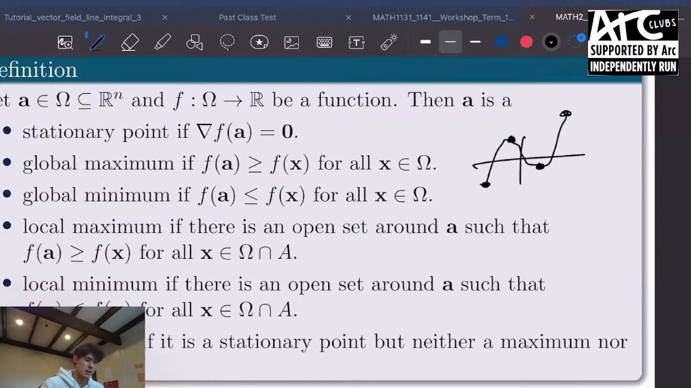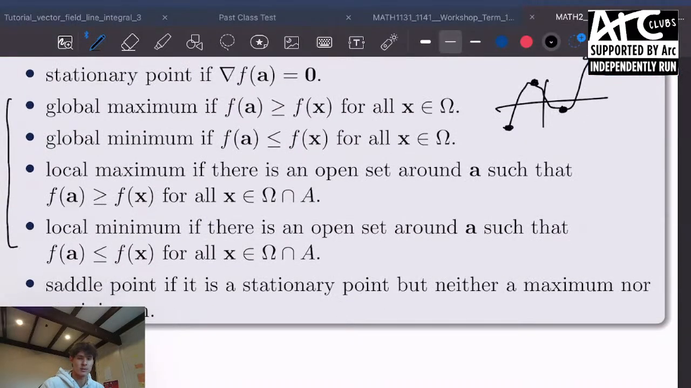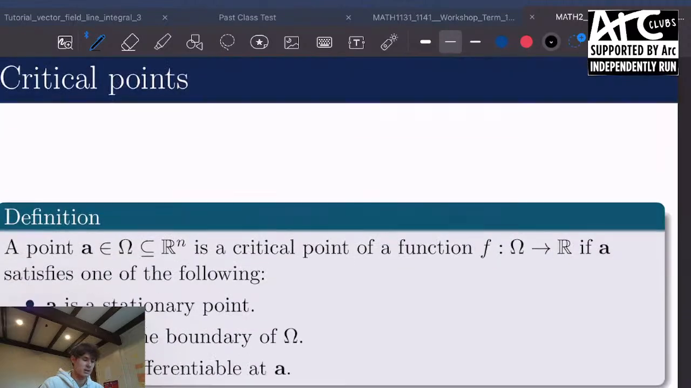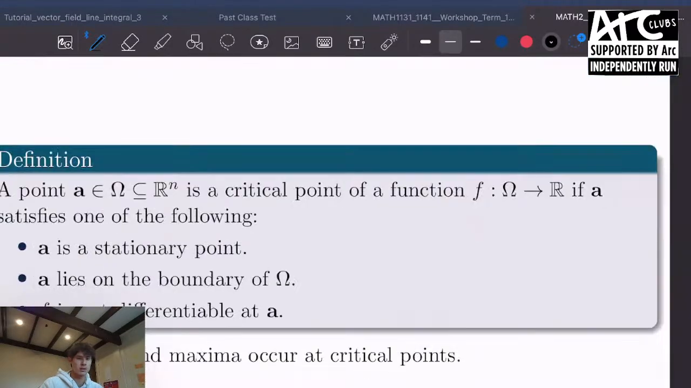Now, there's a new idea, however, when we're extending into multiple variables, and that's the idea of a saddle point. That's a stationary point that is neither a maximum nor a minimum. We'll look soon at how to test for that. But before we do that, let's look at critical points.